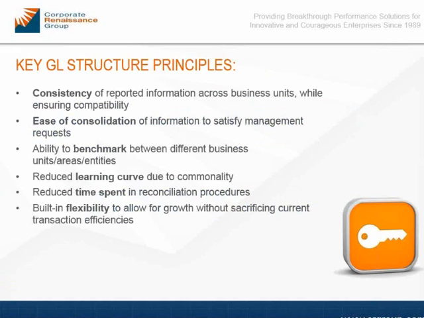We have some principles that we try to follow whenever we get engaged or participate in a GL restructuring exercise. These key principles help us determine what path to follow and ensure that we get the right structure in place. The first one is that we want to make sure we've got consistency of reported information across business units, making sure there's compatibility between all of them. We talk about the ease of consolidation, of course. We want to have the ability to benchmark between different business units, areas, or entities within the organization structure, and a consistent, reliable chart of account structure will help us achieve that.